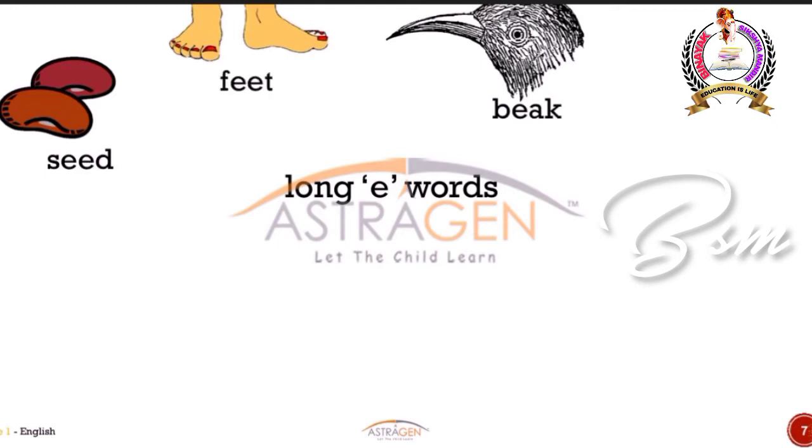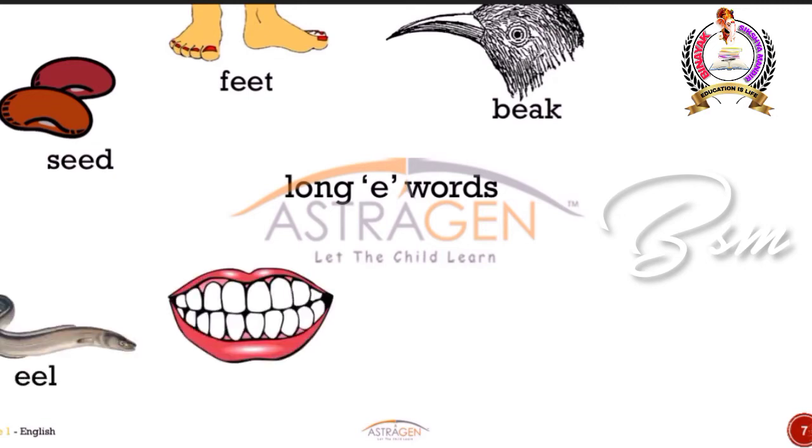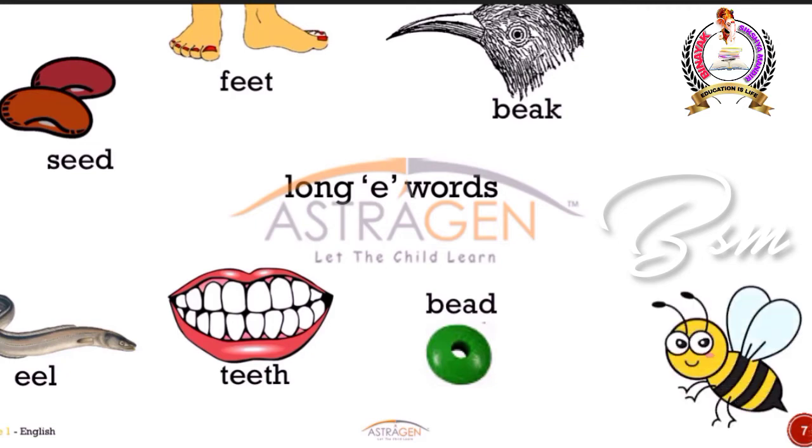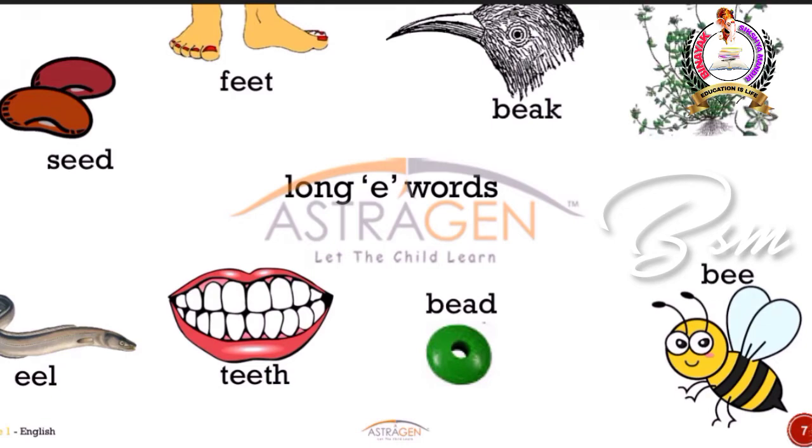Feet is like seed. That's an eel. Again, double E. Teeth. Again, E. Bead. Again, like beak, it is A. A honeybee. A weed. Right?